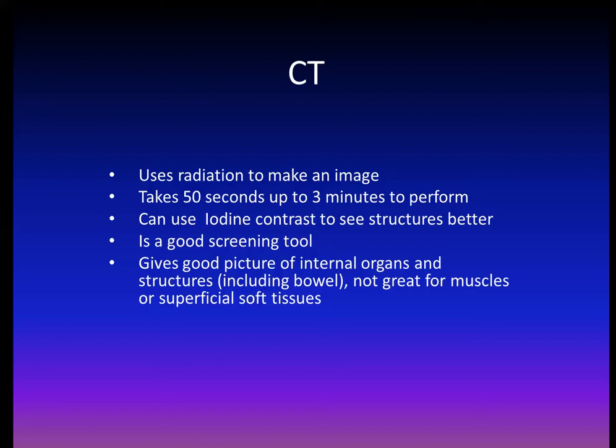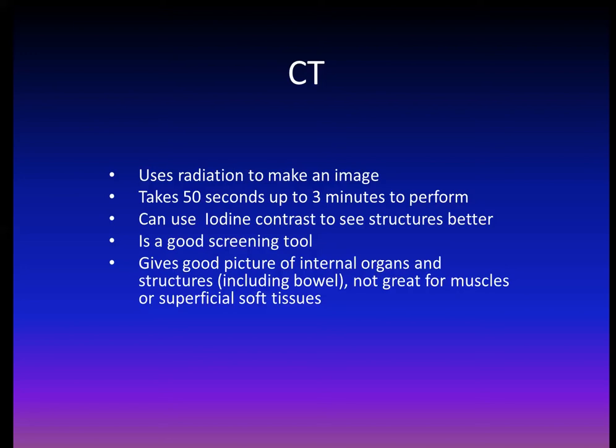It does allow you to get a good picture of all the internal organs. So, you're talking about your liver, your kidneys, your spleen. It's really good for looking at the bowel. However, its limitations are that it's not really that great for looking at muscles and superficial soft tissue.